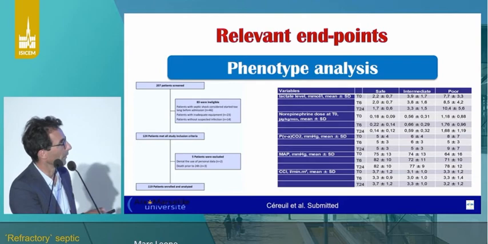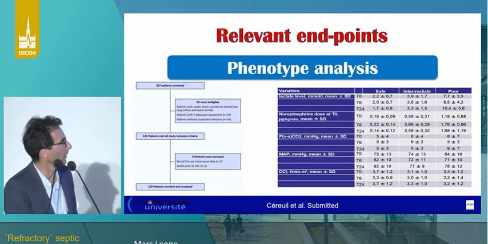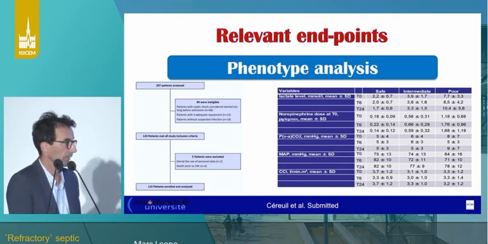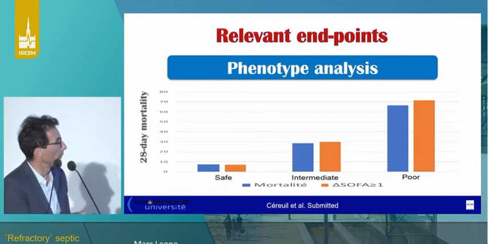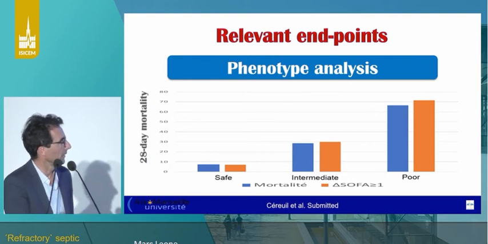The safe are very good: low lactate level, good PCO2 gap, etc. The intermediate are intermediate, and the poor have very high lactate level, etc. So we have the database with 119 patients. As expected, the safe patients have very low mortality and the poor patients very high mortality. We focused on the intermediate to know their trajectory, if they improve or if their state decreases.